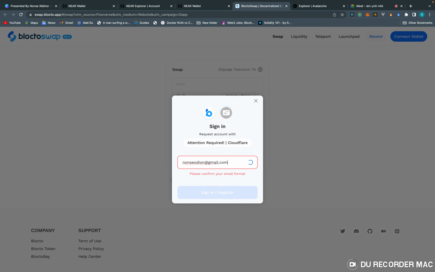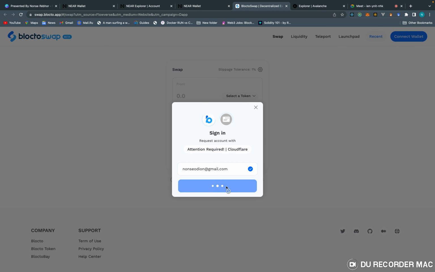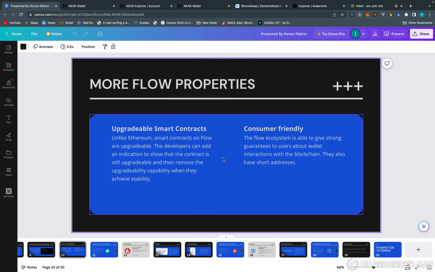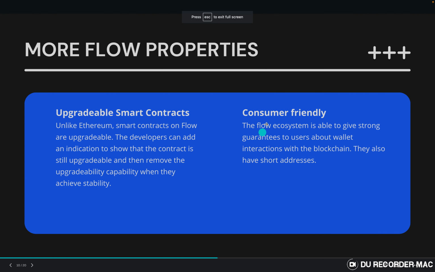Immediately I got the wallet, I just had to transfer money from Binance into the wallet. They sent a 6-digit code, but yeah, I can use my email to sign into the wallet. That's what I'm trying to say. Although I don't know how secure it is. So like you earlier mentioned, the Flow blockchain aims at being consumer friendly. So yeah, that's about Flow properties.